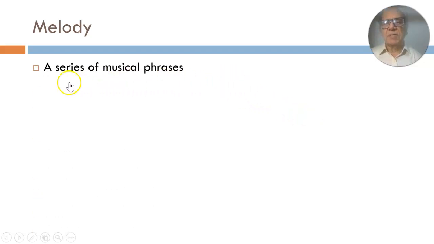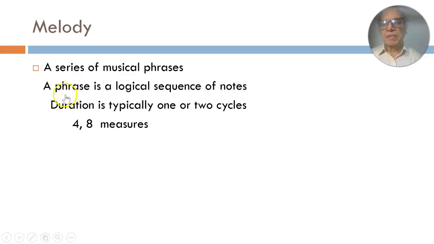The simple answer to that is that melody is a series of musical phrases. When we say that, the natural question that arises is, what is a musical phrase? So let us answer that. A musical phrase is a logical sequence of notes. So it's a sequence of notes, but not any random sequence. It has to be logical. What is the meaning of this logical? We'll say in a moment.